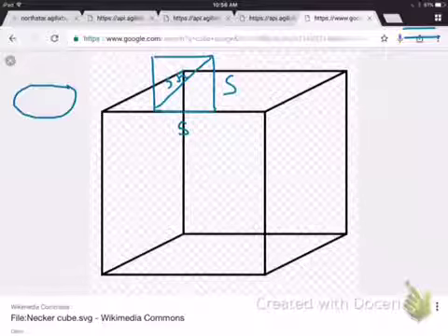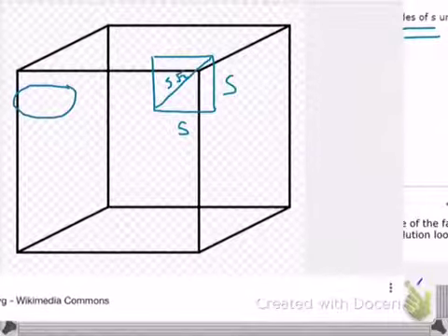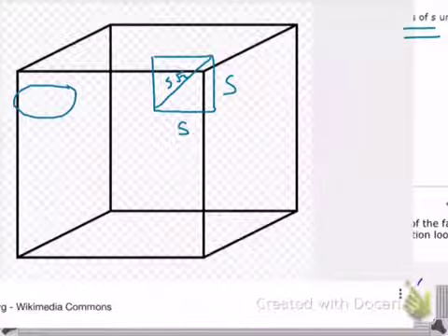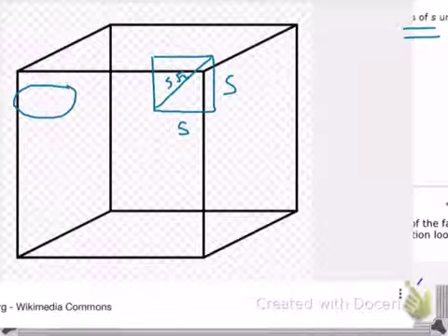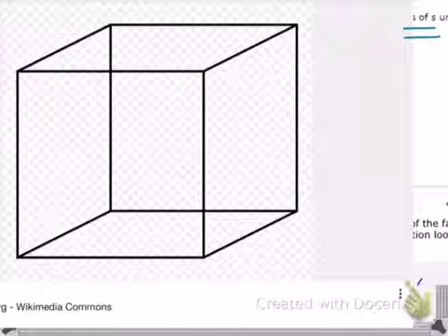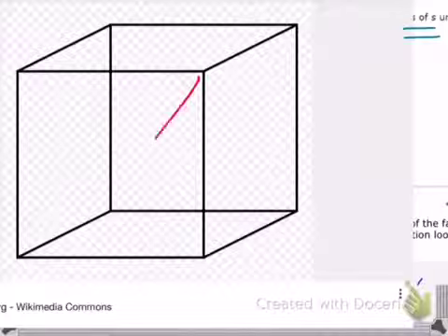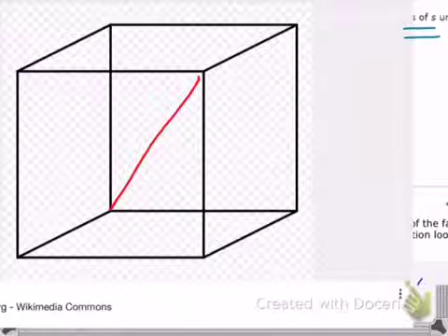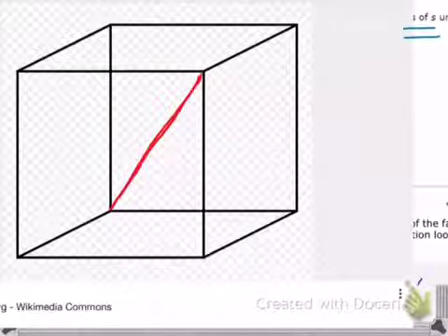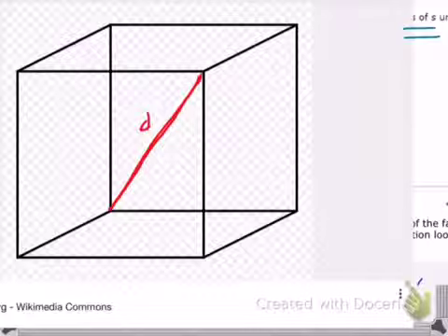I can't draw a cube well enough, so I'm going to use a diagram here. Okay, let me erase these strokes. They're in our way. So if we are looking for the diagonal of a cube, what we're actually looking for is this part that goes through the center of the cube from one corner to the other corner. We're looking for that. So that's D. That's the value that we're looking for. We're going right through the center of the cube.